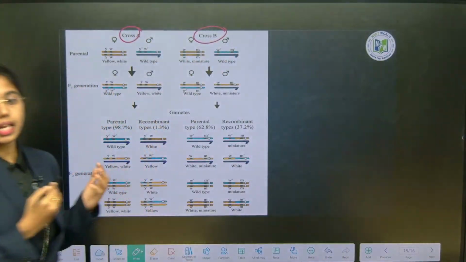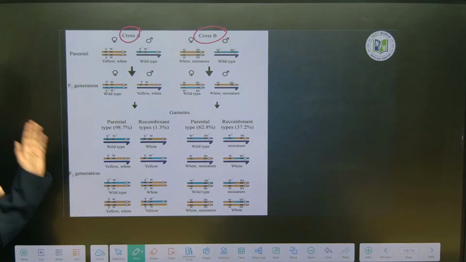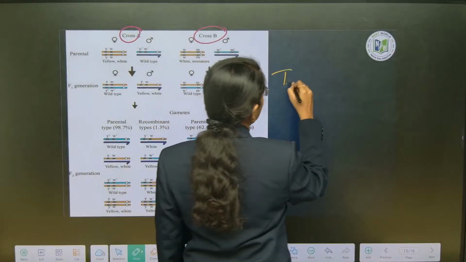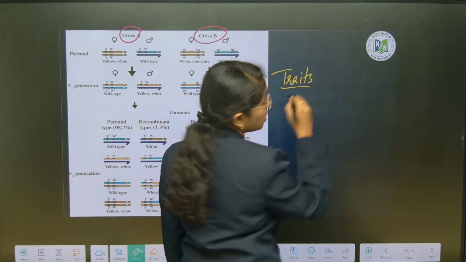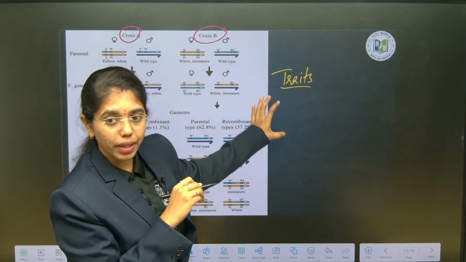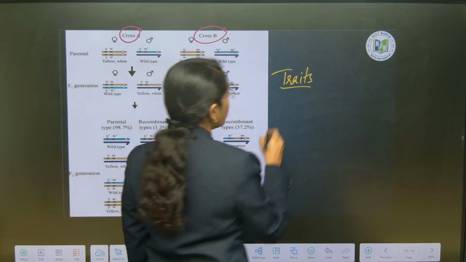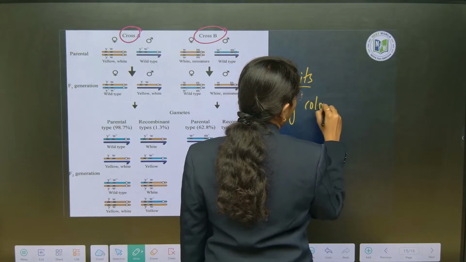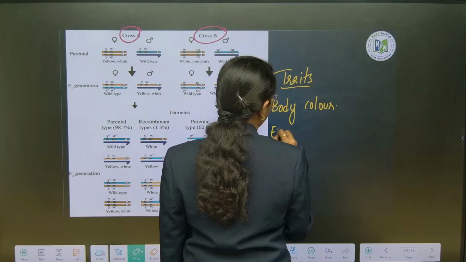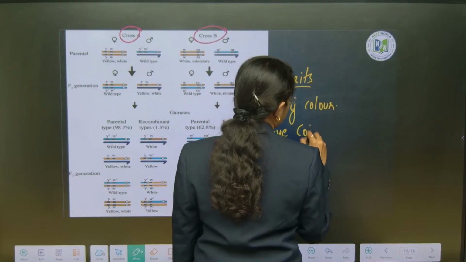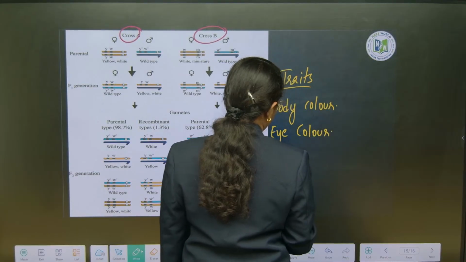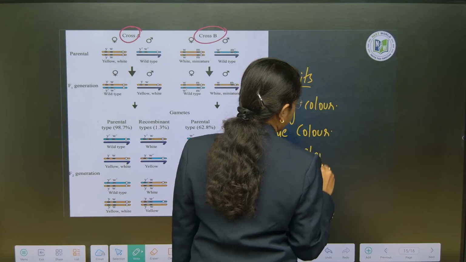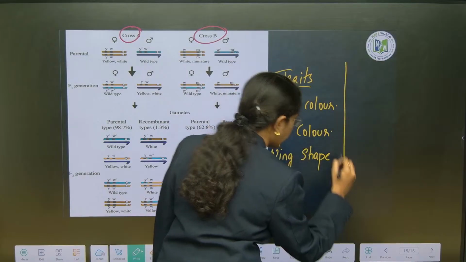What are the traits that were considered for both female Drosophila and male Drosophila? Traits include, take down, this is not there in your NCERT. If you take this down, it will be a reference when you are reading NCERT. Okay. Traits include body color, eye color, wing shape. Body color, eye color and wing shape.